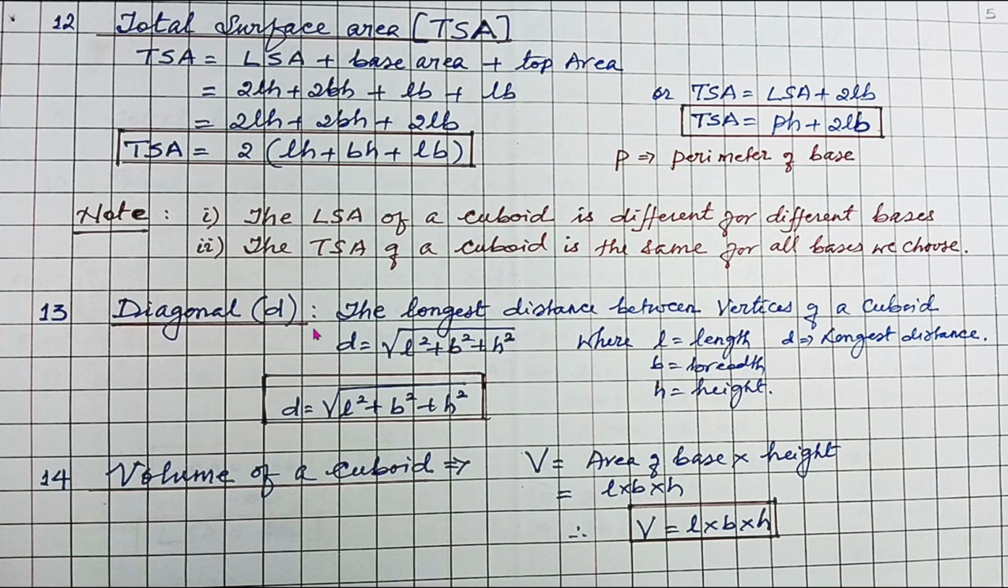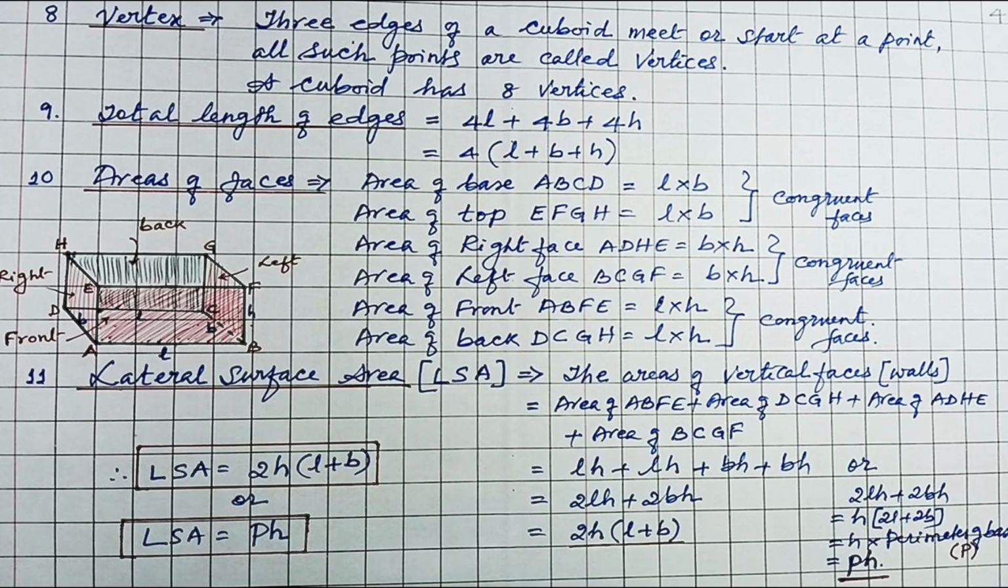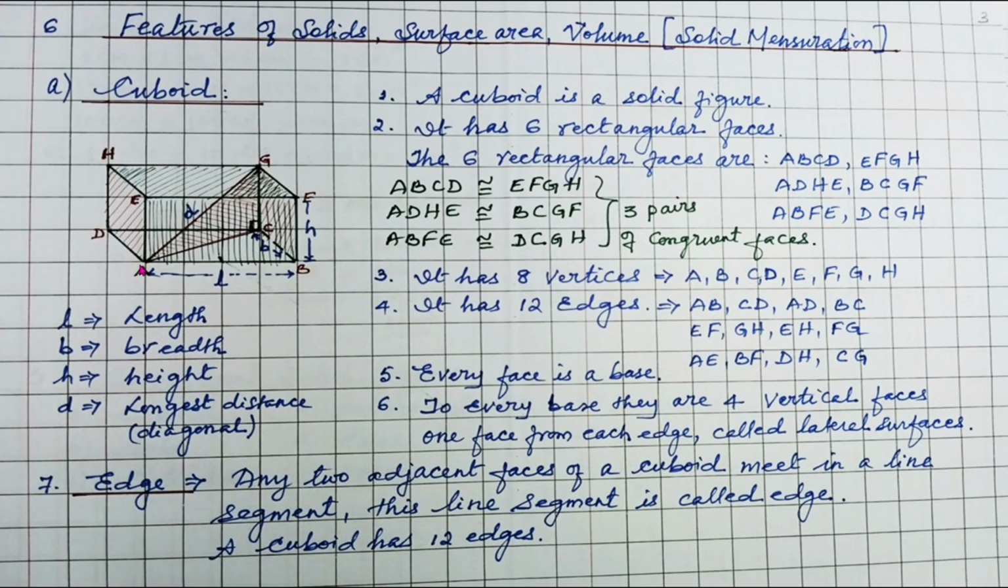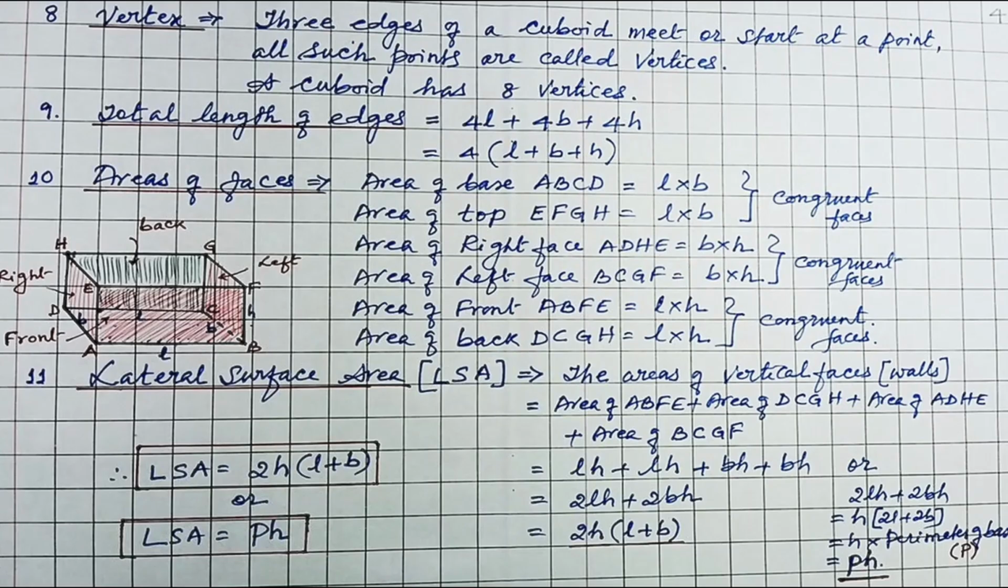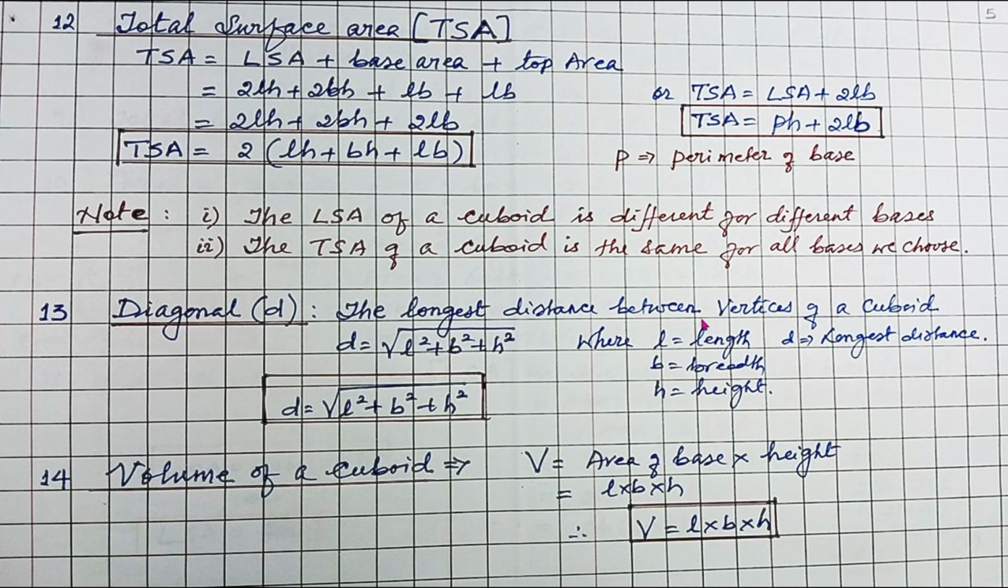Now the diagonal D. The longest distance between the vertices of a cuboid is known as the diagonal. Here, if you see, AG is the diagonal and it is noted as D, and this is the longest side of a cuboid. Now to find the diagonal D, the formula is D is equal to square root of L square plus B square plus H square, where L is the length, B is the breadth and H is the height. Therefore remember that the longest distance between the vertices in a cuboid is D equal to square root of L square plus B square plus H square. A very important relation again to find the longest distance between the vertices of a cuboid.